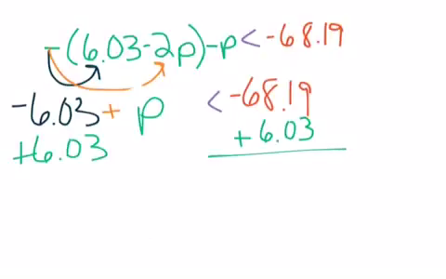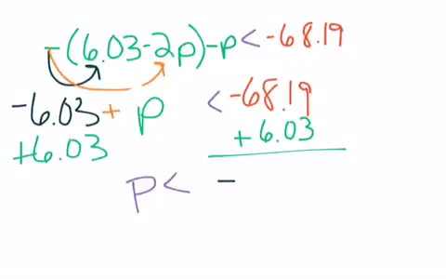So now we're going to have p is less than. Now remember, this is negative 68.19, not a positive. So we're actually going to be subtracting here. Our greater value is negative, so our answer is going to be negative. So I'm going to plug that in right there. Whoa, it looks like it's eating something. I'm going to plug that in right here.